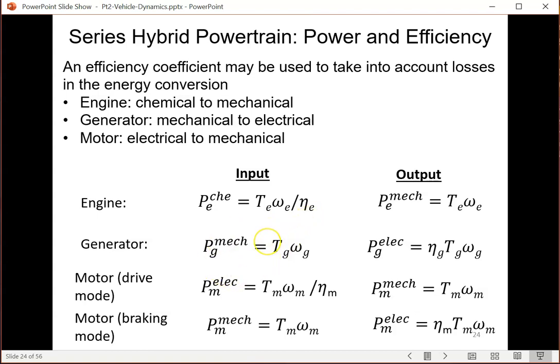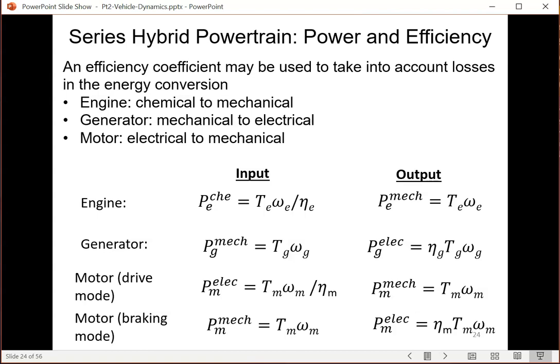For the generator, the input is mechanical power, which is TG times omega G. But because of losses, the output, which is the electrical power, because the generator generates electricity, would be the mechanical power of the generator times eta G, which is the efficiency of the generator. Now this efficiency tends to be quite high, in the high 90s; above 90% is quite common.